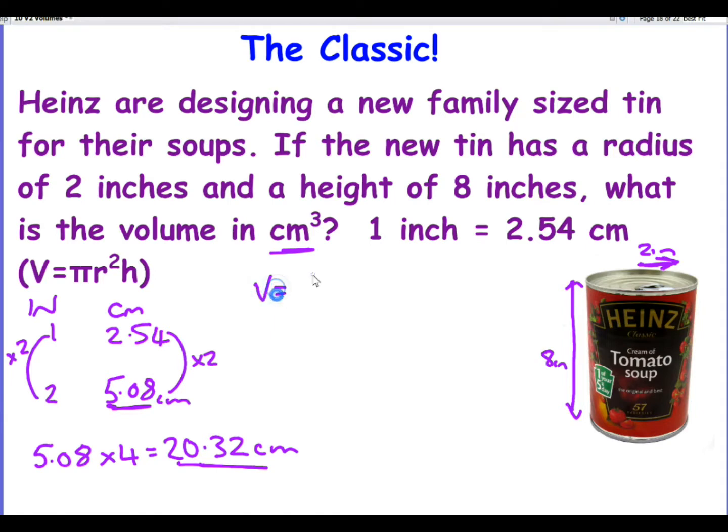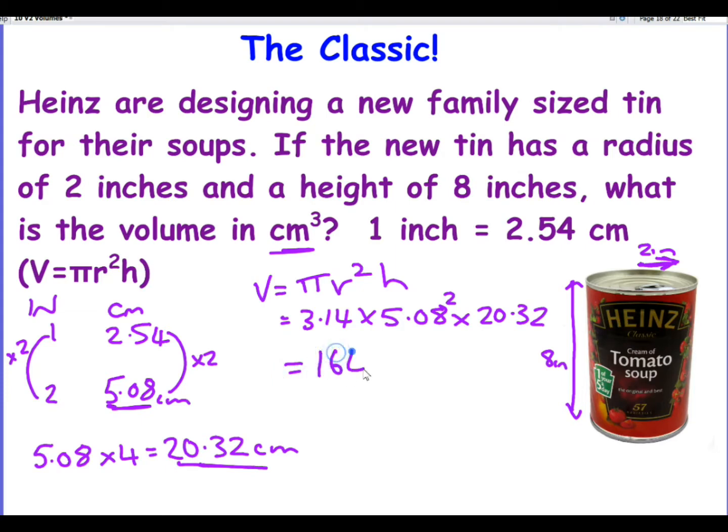So the volume of a cylinder is pi r squared h, where pi is 3.14, the radius in centimeters is 5.08, and I need to square it, times the height of my tin in centimeters, which is 20.32. I can put this into my calculator in one go, and I get 1,646 point, and then it goes on a bit. It's 572,191, and that's exactly what my calculator is showing, and that's what I'll write down.